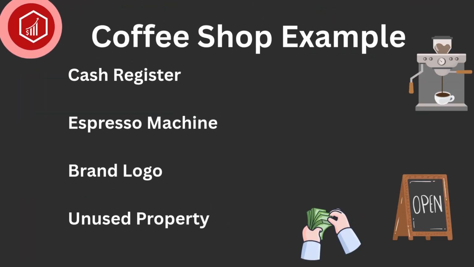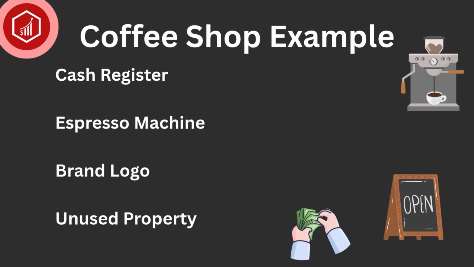Let's take a closer look at some real world examples to understand the content better. I've listed here four different assets. Now it's your turn to stop the video and solve if the assets are current or non current, operating or non operating, and tangible or intangible.